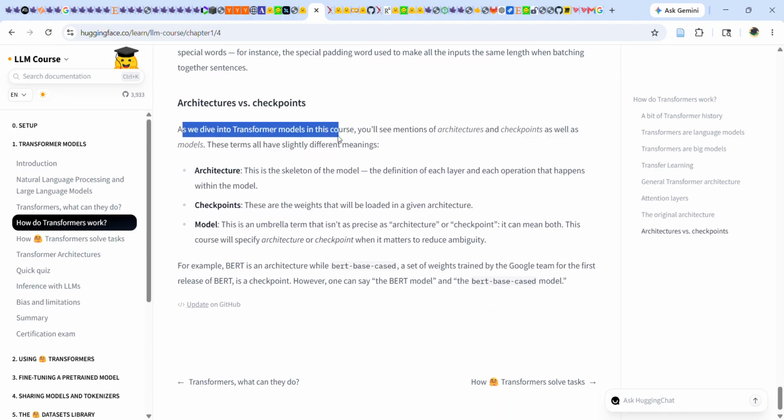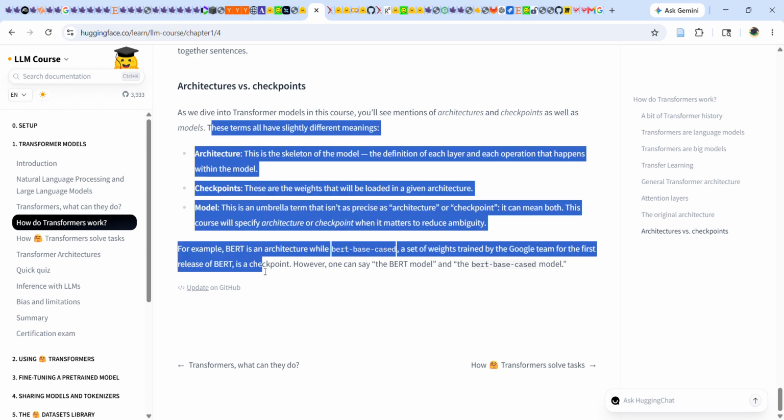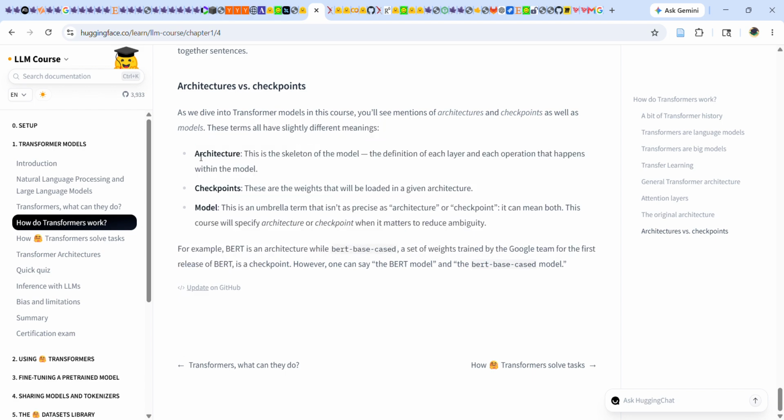As we dive into transformer models, you'll see mentions of architectures and checkpoints, as well as models. These terms all have different meanings. Architecture is the skeleton of the model, like the definition of each layer and each operation that happens within the model. Checkpoints are the weights that will be loaded in a given architecture. Architecture is the skeleton, and model is the umbrella term, which is not as precise as architecture or checkpoint.